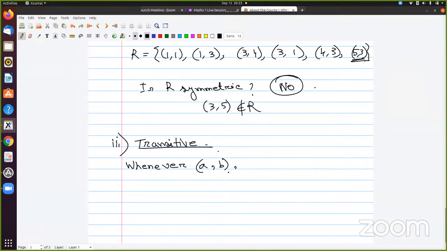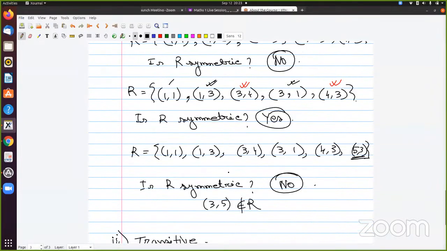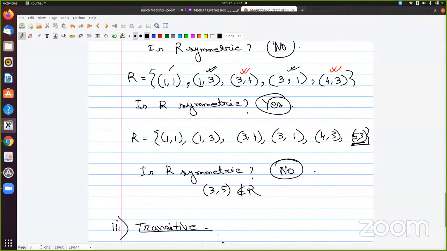Sir, I have a question. About which thing? Sir, 1, 1, 2, 2, or 3, 3 is symmetric relation. So you answer me that. Suppose I have 1, 1, 2, 3, 2, 2, 3, 3. Is it symmetric? Yes, sir. Why? It is symmetric.